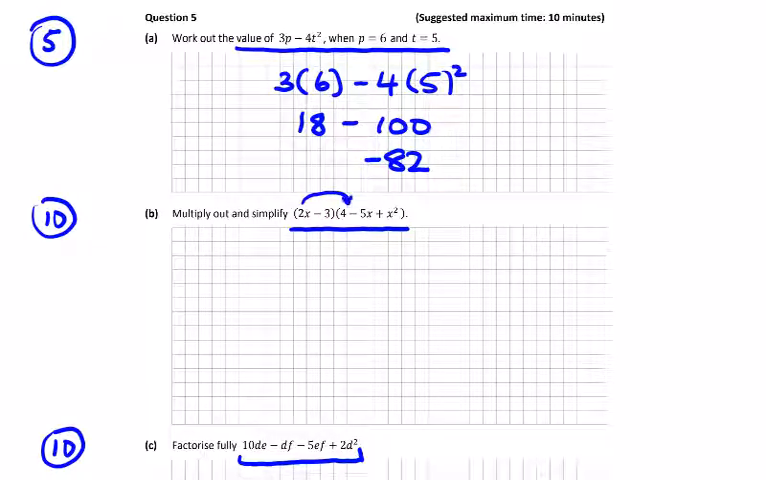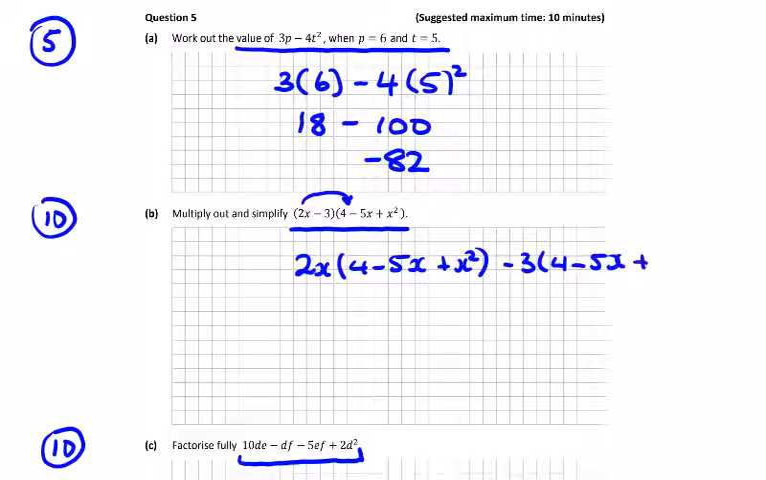2x, if you want to just create your half moon, 2x by 4. Or some of you will write it out like this, 2x by all of this bracket, 4 minus 5x plus x squared. It's still a good way to do it. Minus 3 by 4 minus 5x plus x squared. You may not have time at Leaving Cert, but at Junior Cert, set it up like this. 8x minus 10x squared plus 2x cubed.